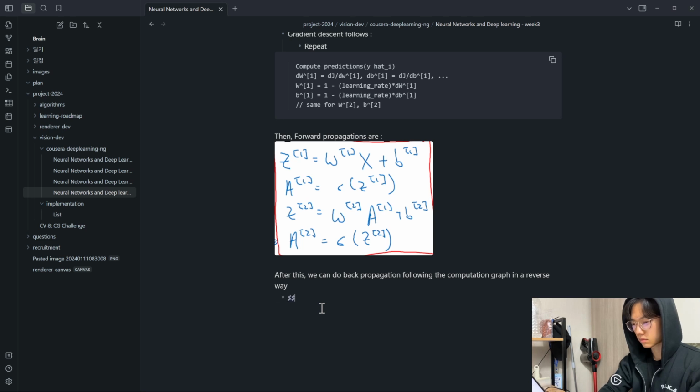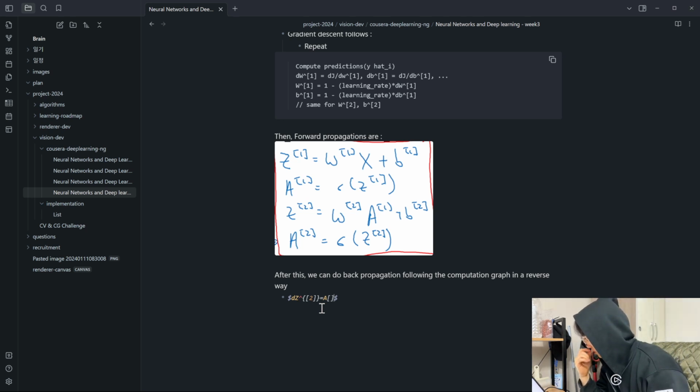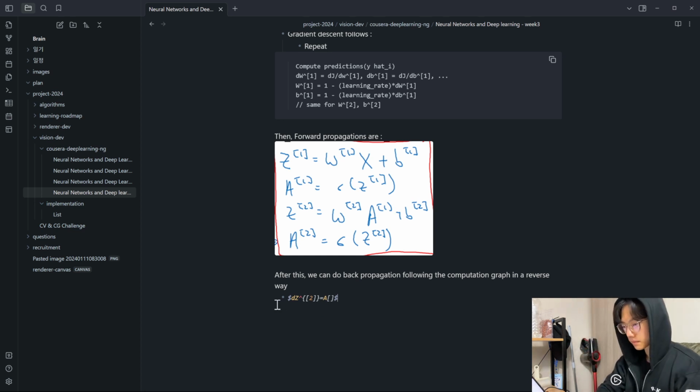It turns out dw2 is equal to this. And in fact, these first three equations are very similar to gradient descent for logistic regression.